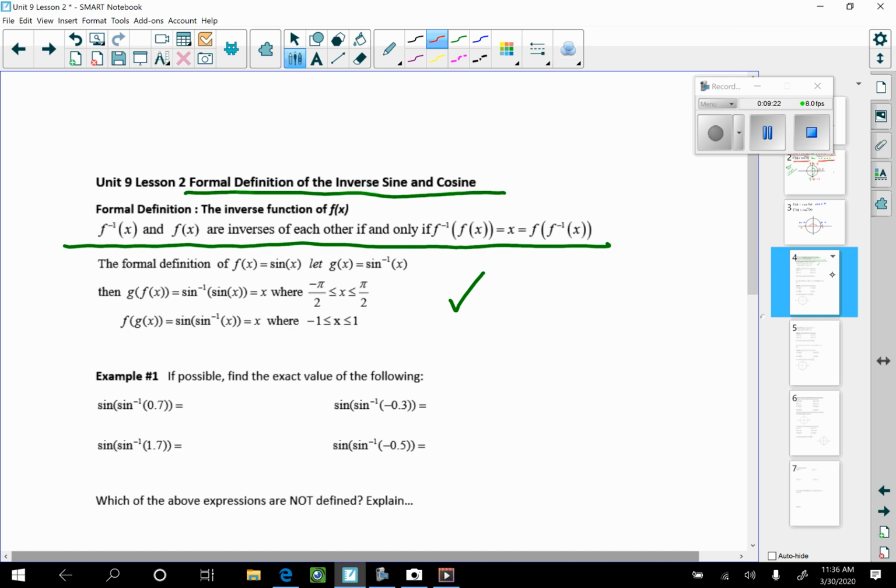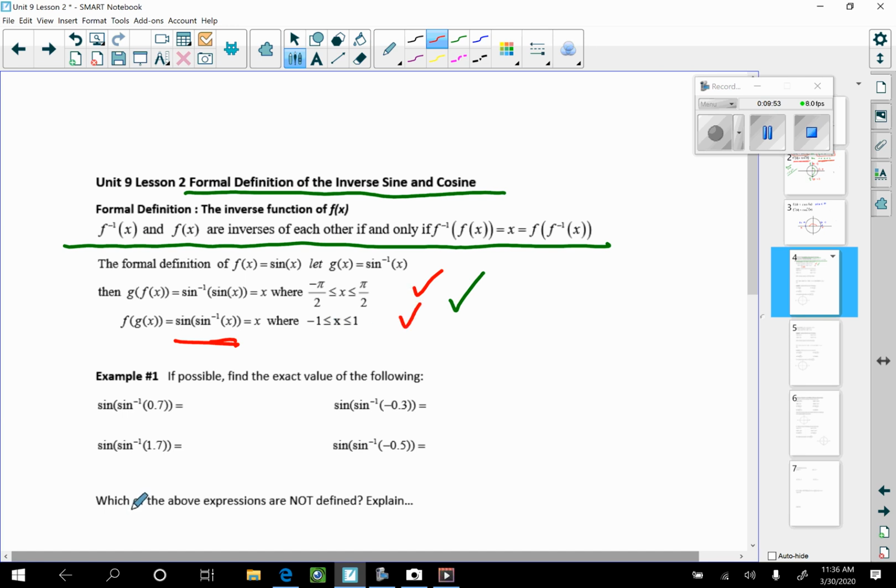Okay, this is the formal definition of the inverse sine. Noting from our Unit 5 discussion, g of f of x, which is going to be the inverse sine of sine of x, is x, where x is between negative pi over 2 and pi over 2. Good deal. And f of g of x, the sine of inverse sine of x, is equal to x when x is between negative 1 and 1. Good deal.